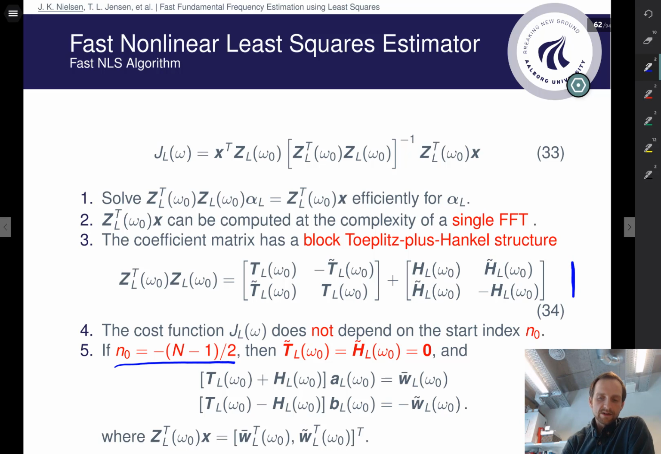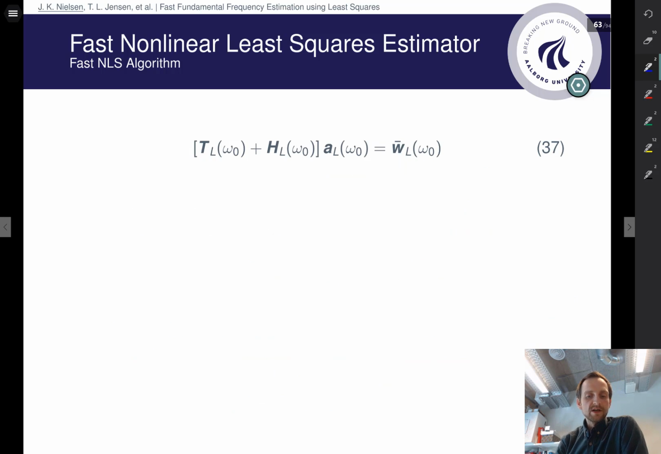Yeah, and here this part here, I just call this W. So remember the first point was that we needed to solve this one up here efficiently, and now we have basically reduced that problem to that we need to solve a triplet plus Hankel system efficiently. So if we can solve this one efficiently, we can also solve this one efficiently, and we can solve this one up here efficiently. Okay, so let's look at how we solve such a triplet plus Hankel system here efficiently.